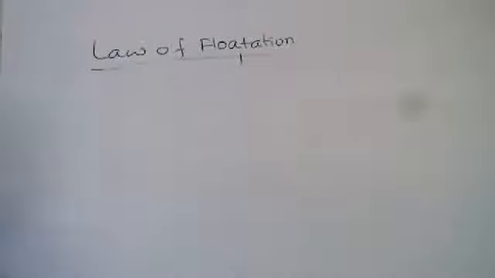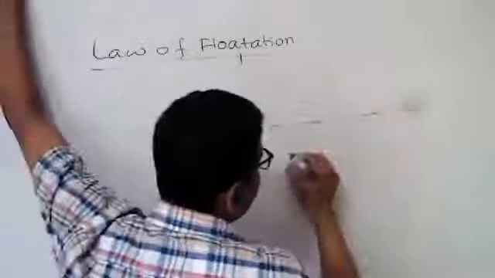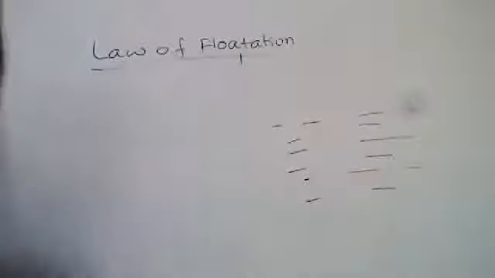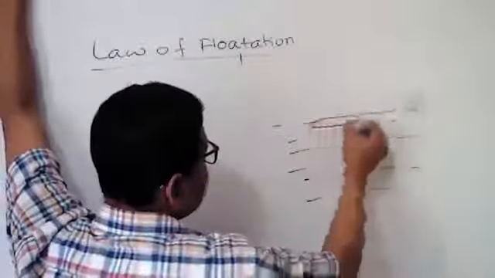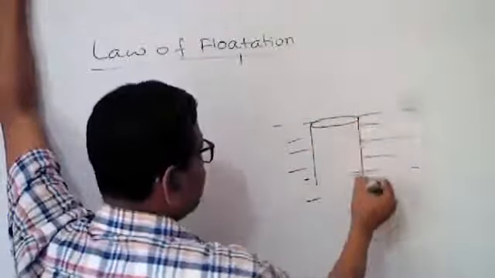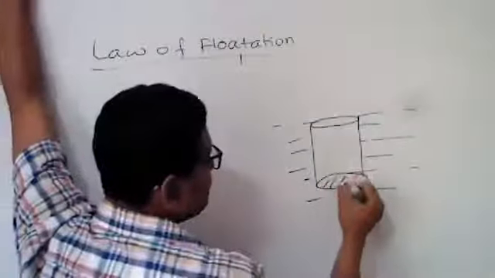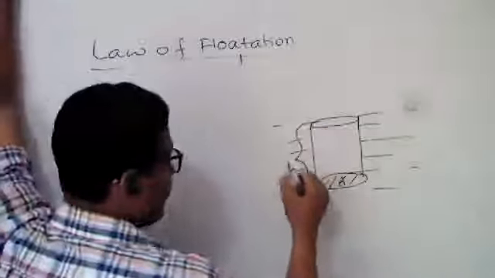Suppose this is the liquid, and this is the object, a cylindrical object. The area of the cylindrical object is A, and the height of the cylinder is H.